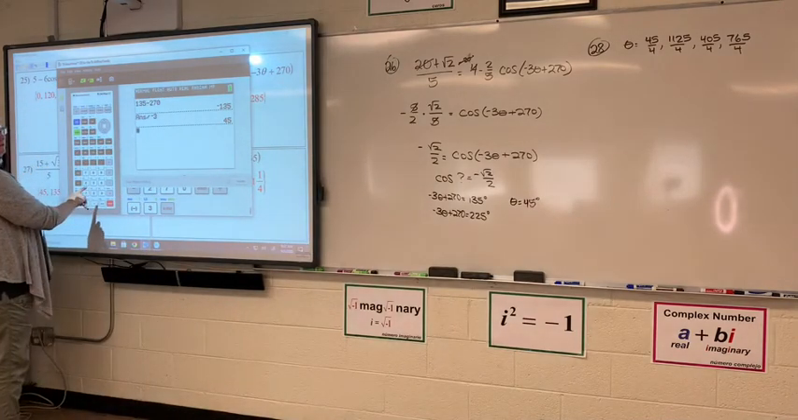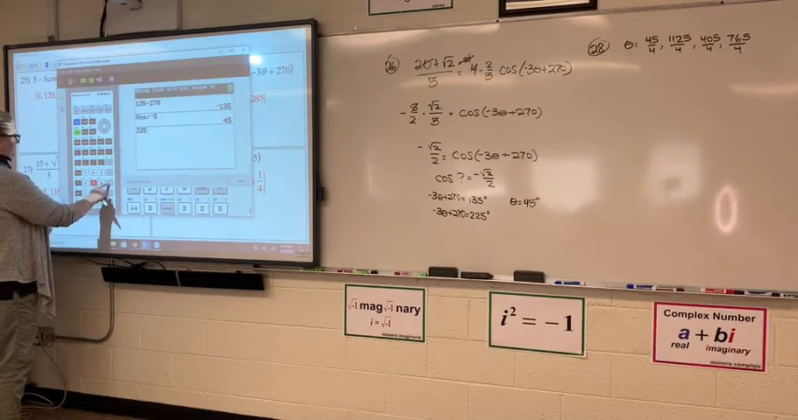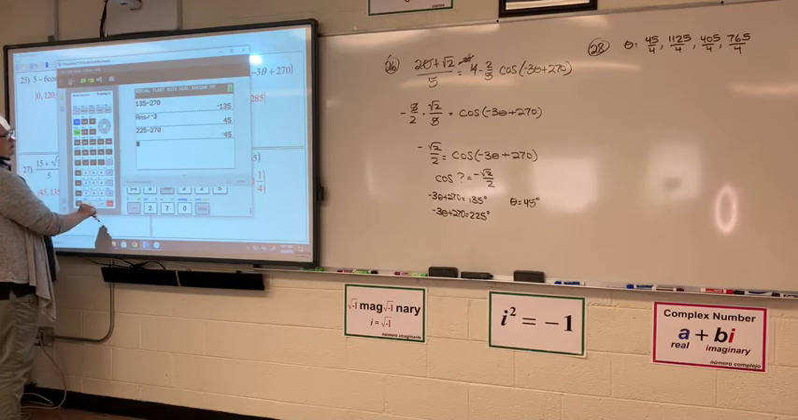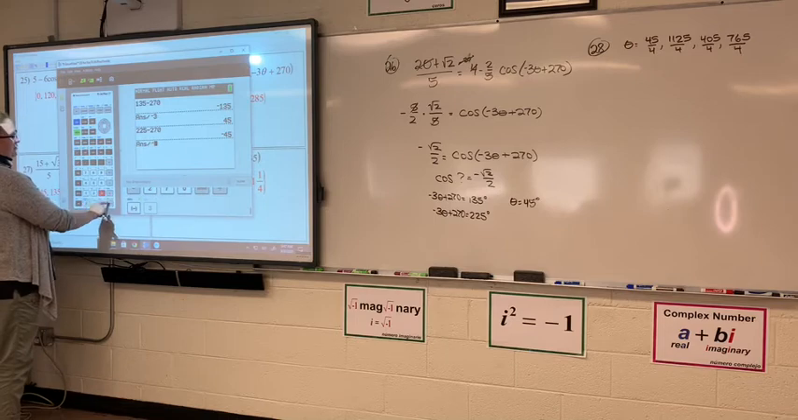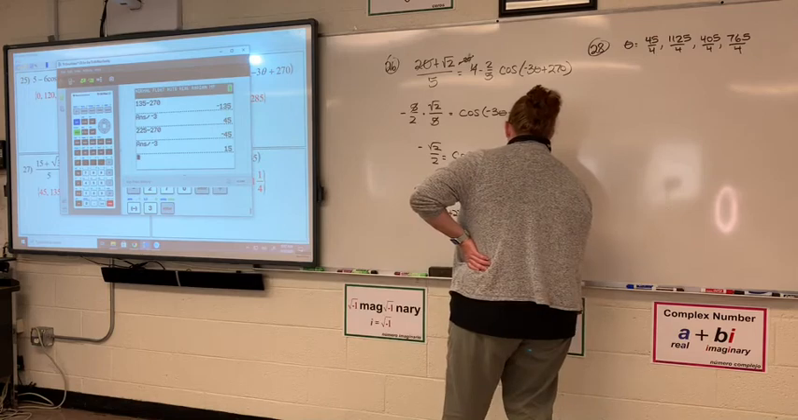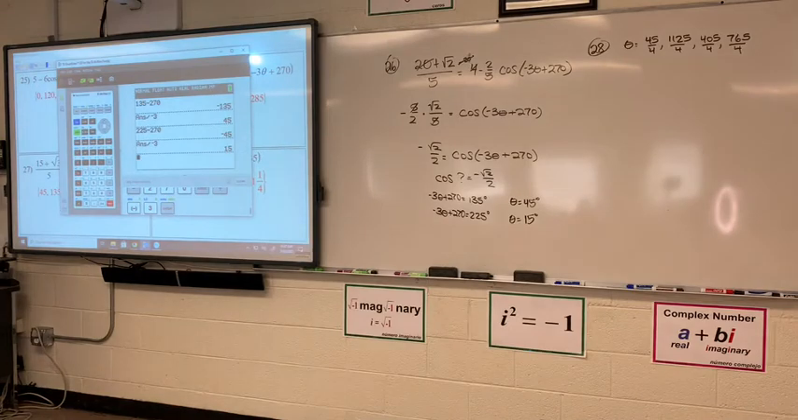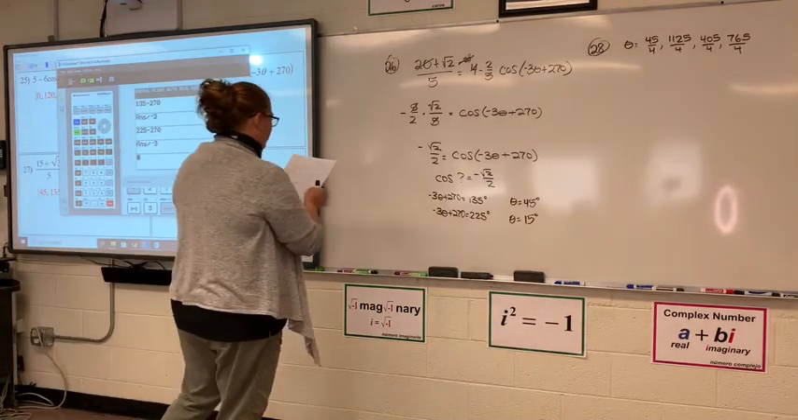$225 minus 270 divided by... okay, so those are pretty small. So we've got to keep looking. So what am I doing? 26? I just want to make sure I'm on the right track. Yep, that's what I got so far.